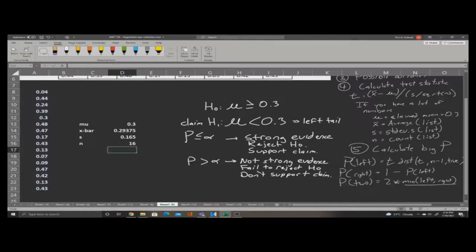This gives us the pieces we need to find the test statistic t. We'll say equals, parentheses x bar subtract mu, close the parentheses, divide and open up another set of parentheses, and say s divide by square root of n. Close the parentheses twice to finish, and press enter, and we now have our test statistic.